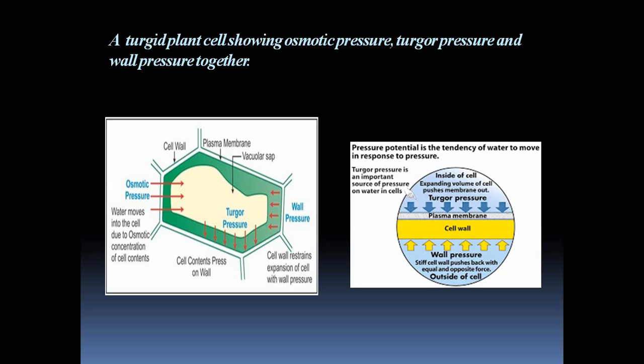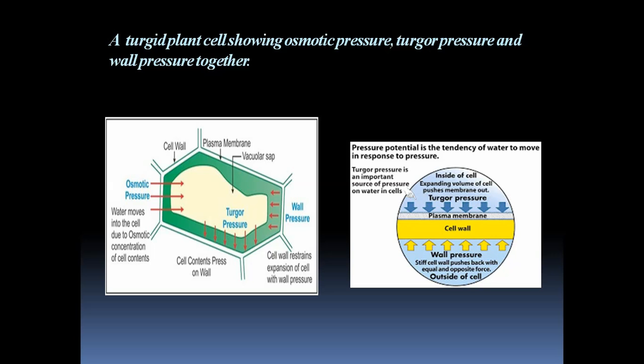Now in the picture you can see a turgid plant cell, right? You know what is called turgid. Turgid is a condition when the cell is full of water. The vacuole of the cell is full of water and it cannot hold any more water in it. On your left you can see a turgid plant cell which cannot hold any more water in it.